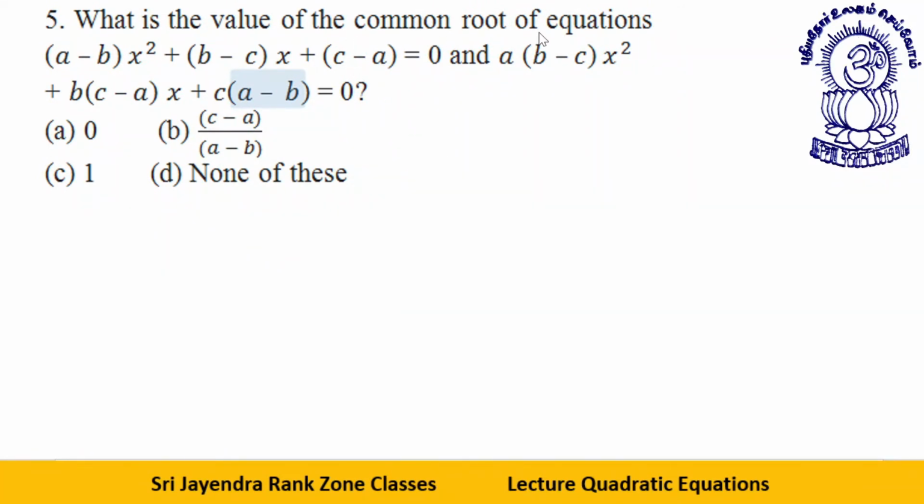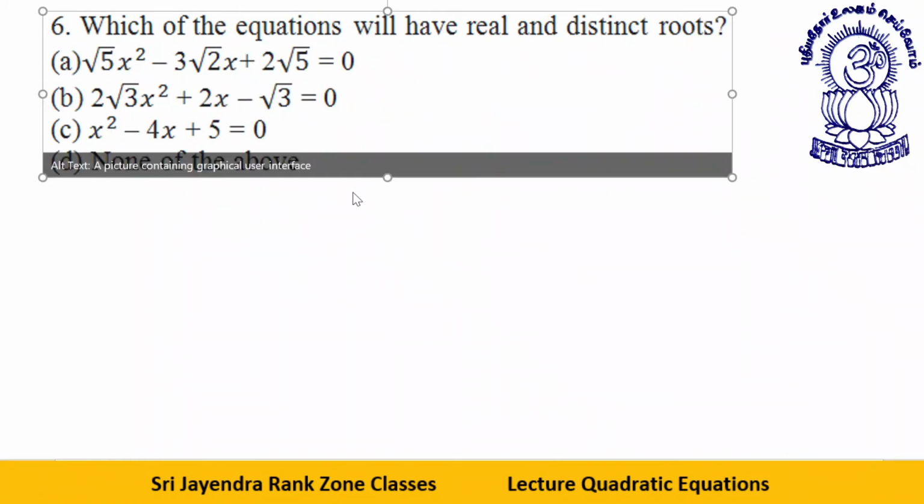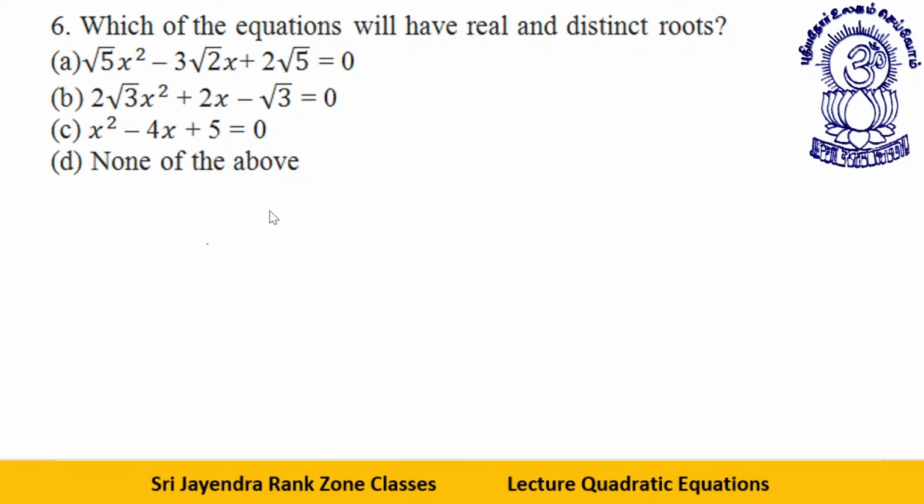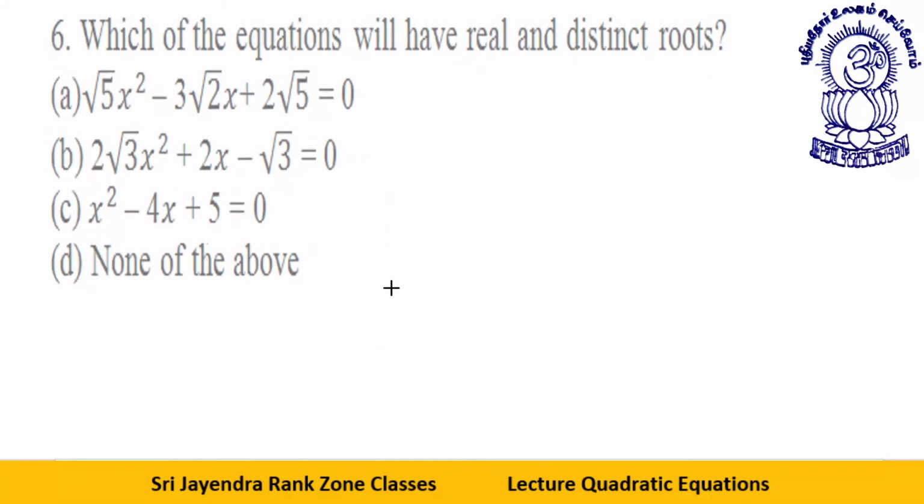What is the value of the common root of the equations? You are given two equations. You have to tell which is the common root of the equations. Which of the equations will have real and distinct roots? See, for any equation to have real and distinct roots, the discriminant must be greater than 0. I will directly write down the discriminants in front of these equations.